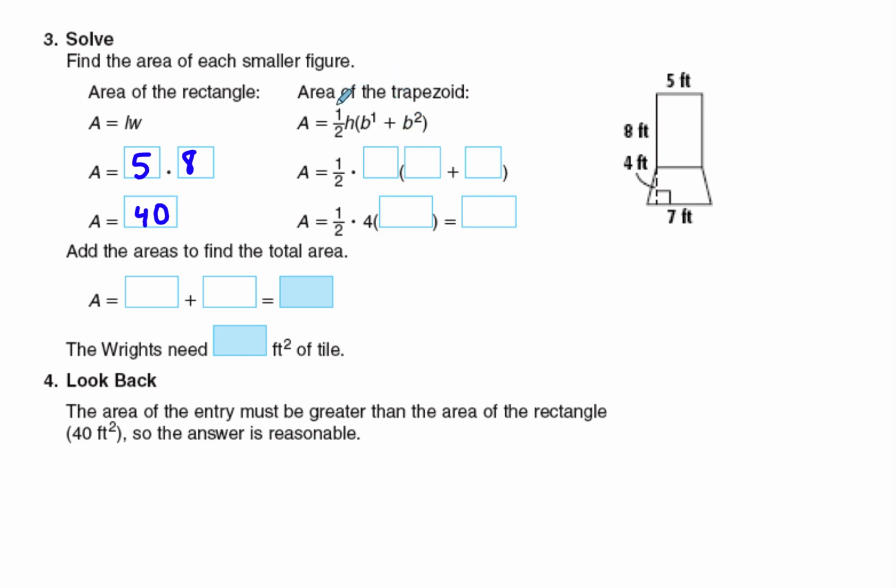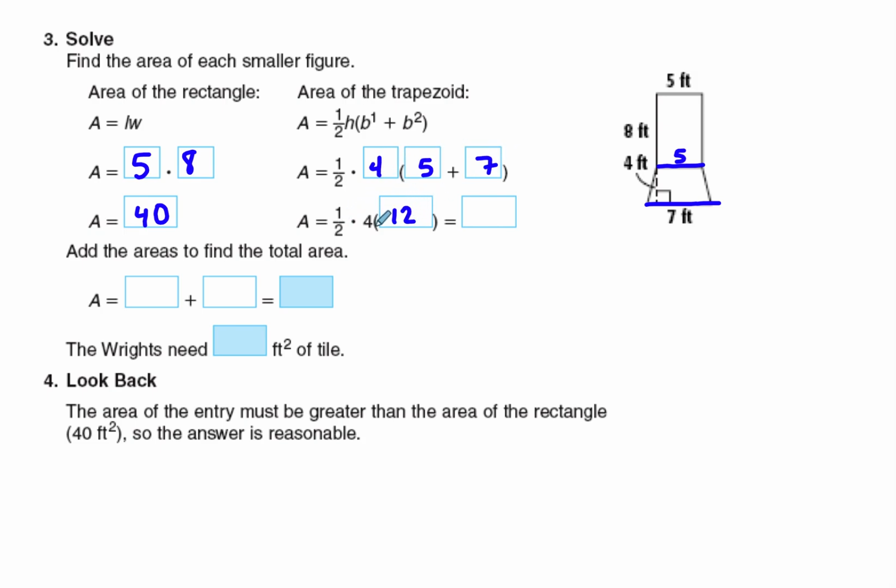Our formula for a trapezoid, one-half times height times the sum of the bases. The bases on a trapezoid are the two sides that are parallel. This is a base. It's going to be 5, the same as the top part of the rectangle. And this is a base, 7. They're parallel to each other. Those are going to be added together as our first step. And then the height is perpendicular to both of those bases, and that is this number 4. 5 plus 7 is 12.